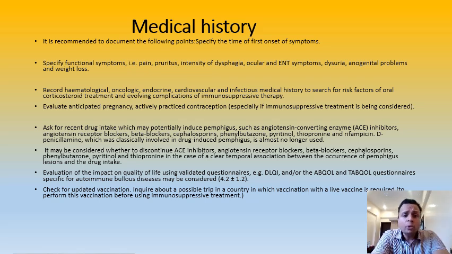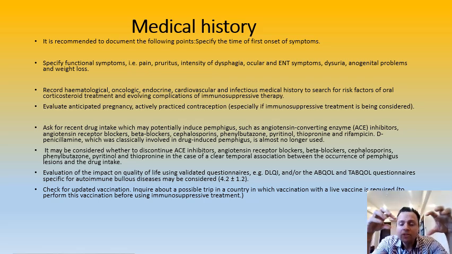So it is recommended to document the following points: specify the time of onset of the symptoms, and specify functional symptoms like pain. Pain is very, very important. You can even do pain scoring from 0 to 10, like pruritus 0 to 10. So pain is scored from 0 to 10 on a visual analog scale. You can ask about pruritus, and the intensity of dysphagia. You have to ask about dysphagia, how much is that? Are ocular symptoms there? ENT symptoms like odynophagia, dysphagia, dysuria, and anogenital symptoms. This history should be there in your HOPC when you're presenting a case, to signify when any other mucosae are involved, like whether anogenital problems are there or not.